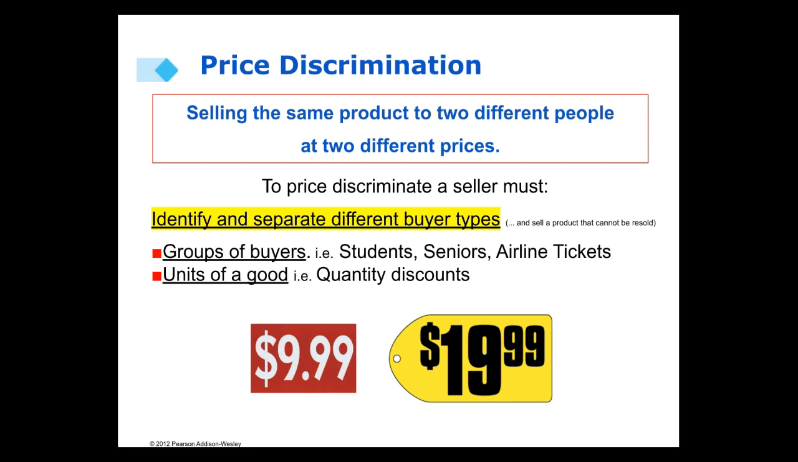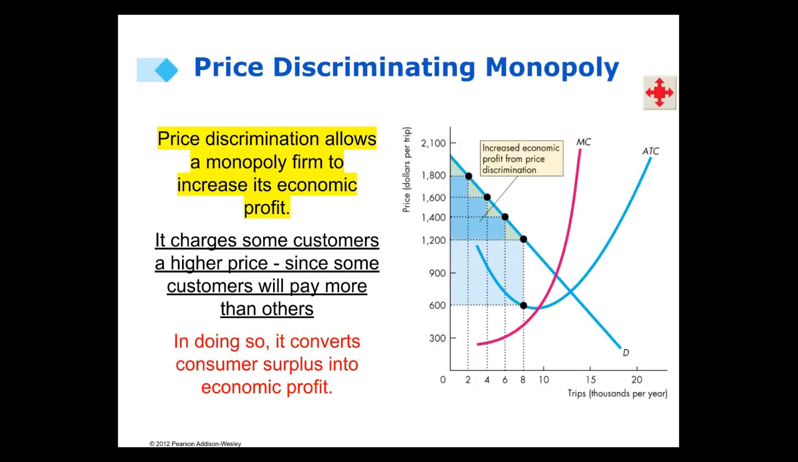You can charge the students one price, and then the rest of the public another price, or seniors one price and the rest of the public another price. And let's see why you would do that. Well, one of the reasons is you'd want to charge a higher price to some people, and then charge a lower price to somebody who wouldn't be able or willing to pay the higher price. Then you get the higher price from some people and the low price, and you're also able to sell at a lower price to people who wouldn't otherwise buy it.